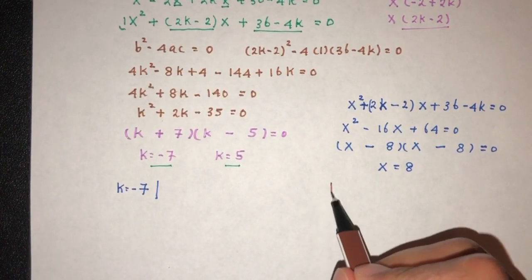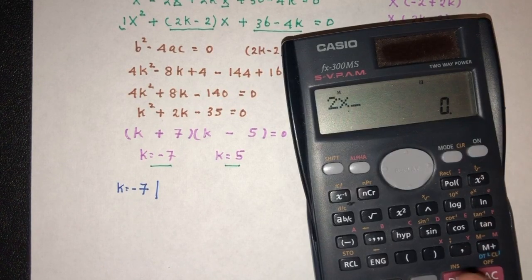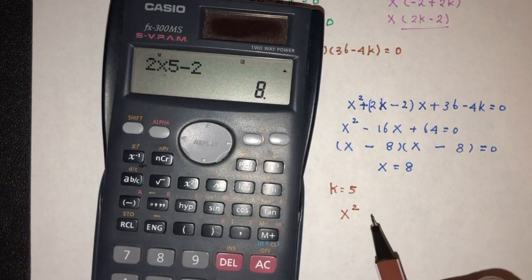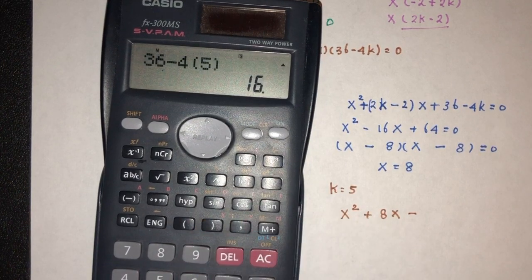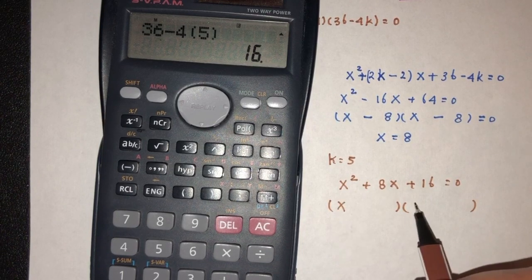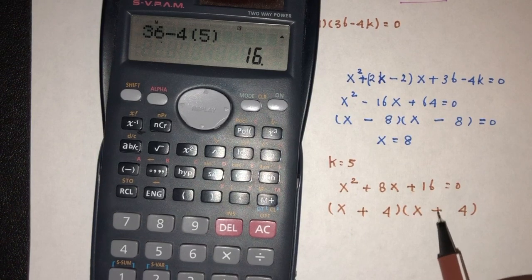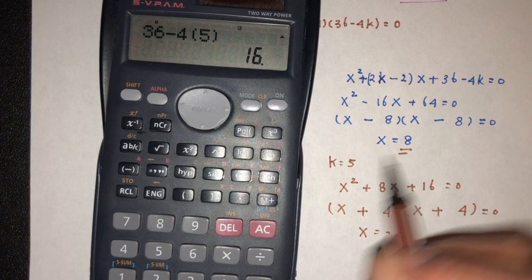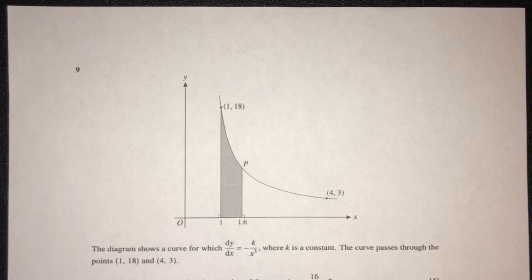Now for the other case where k is equal to 5, you will have x squared, 2 times 5 minus 2, that will be plus 8x. And we have 36 minus 4 times 5, that should be 16. Now we can try to factorize. 16 will be 4 times 4. We need plus 8, that will be plus 4 plus 4. So x will be the value of minus 4. So these are the solutions to that equation for each value of k. Let's move on to the next question.